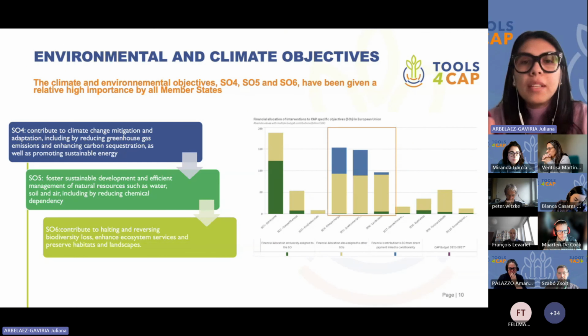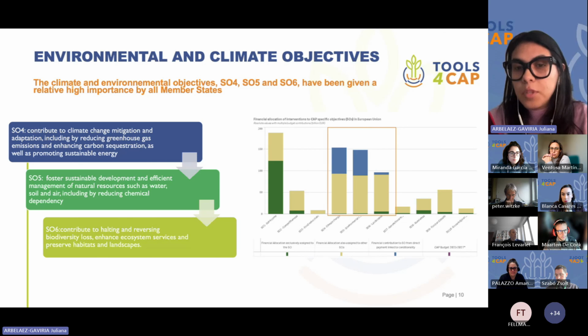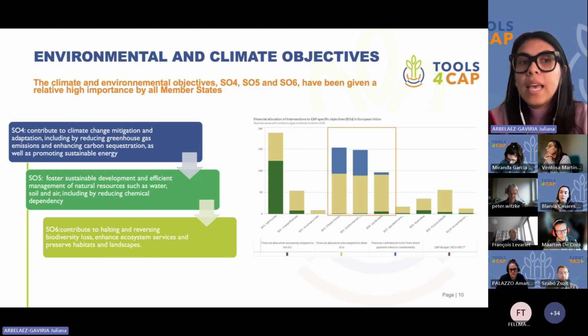This environmental and climate aspect in the CAPRI strategic plan is actually the second most important aspect in the CAPRI strategic plan across all member states. And you could see that by the financial allocation of resources towards three specific objectives that encompass the environmental and climate objectives here. So those basically, I'm talking about the SO 4, 5, and 6.